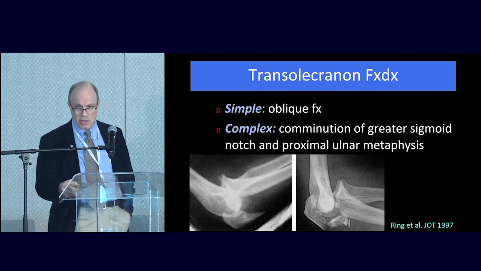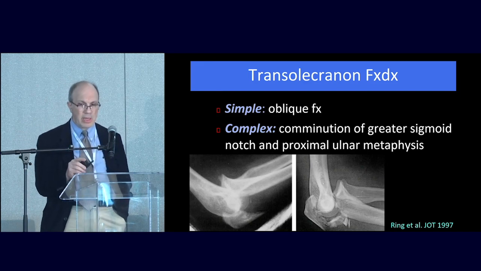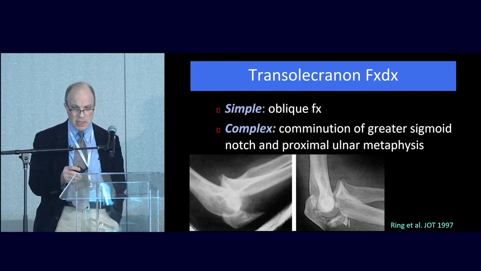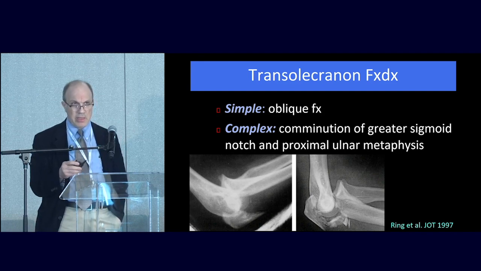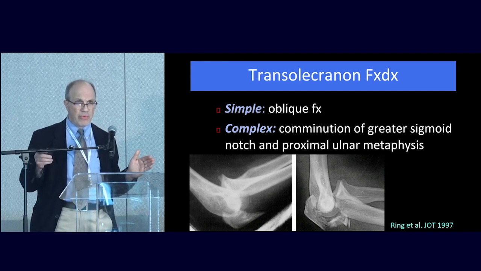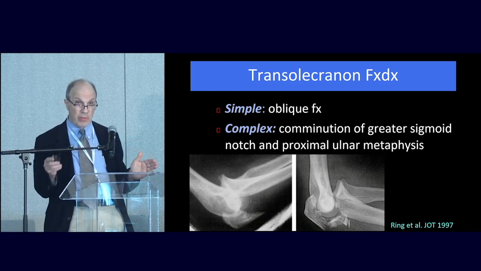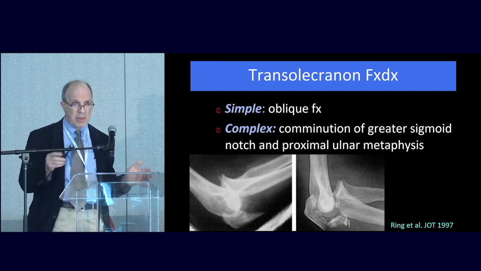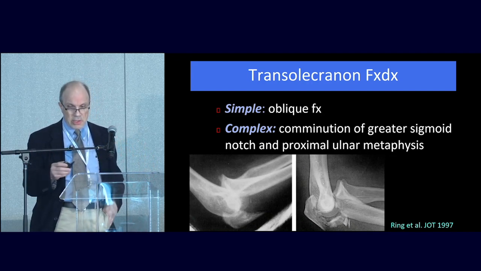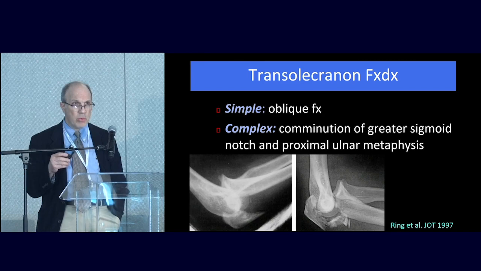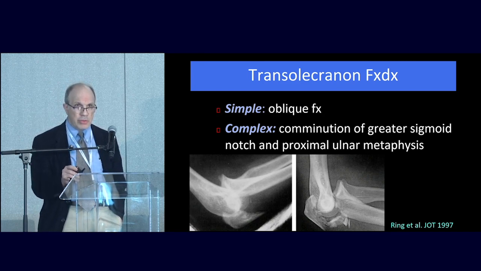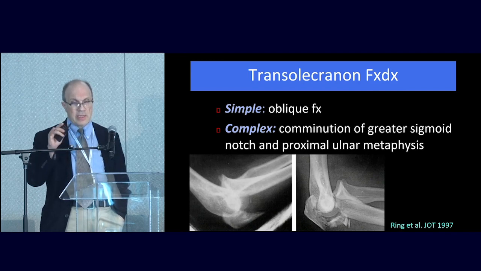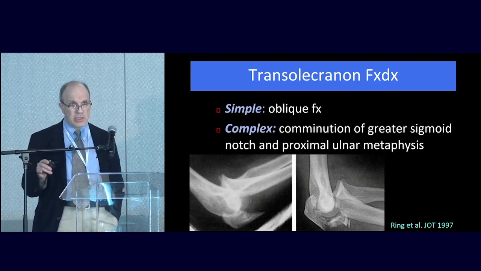So for transolecranon fracture dislocation, I separate them into simple or complex. There's a combination of the greater sigmoid notch and proximal ulnar metaphysis. Unfortunately, these elbow fracture dislocations come in different flavors, and this coronoid area may be broken, may not be broken. So that's why I try to separate them. In a simple one, usually the coronoid is intact. There may be some comminution, but the coronoid is intact and attached to the proximal ulna. So it's not the coronoid causing any instability.